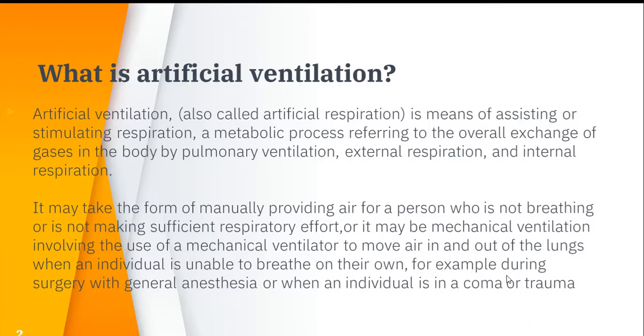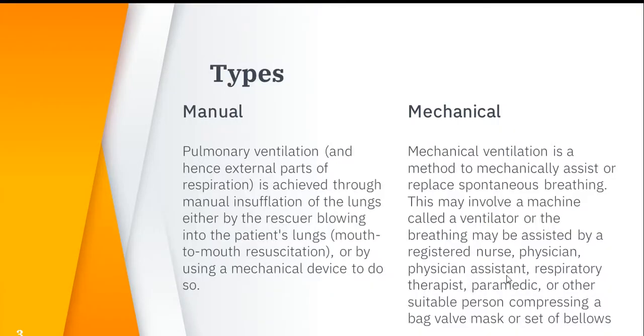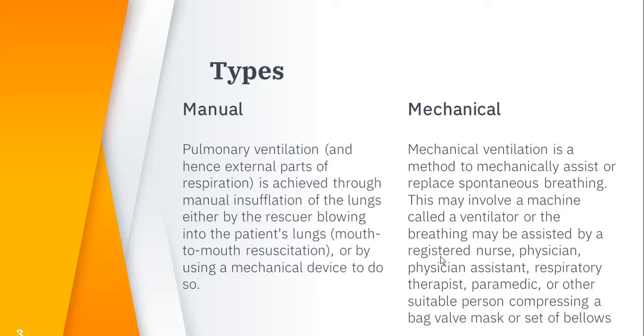So, the types of artificial ventilation: there are two main types, manual and mechanical. Manual pulmonary ventilation, and hence external parts of respiration, is achieved through manual insufflation of the lungs, either by the rescuer blowing into the patient's lung, mouth-to-mouth resuscitation, or by using a mechanical device to do so. Mechanical ventilation is a method to mechanically assist or replace spontaneous breathing. This may involve a machine called a ventilator, or the breathing may be assisted by a registered nurse, physician assistant, respiratory therapist, paramedic, or other suitable person compressing a bag valve mask or a set of bellows.